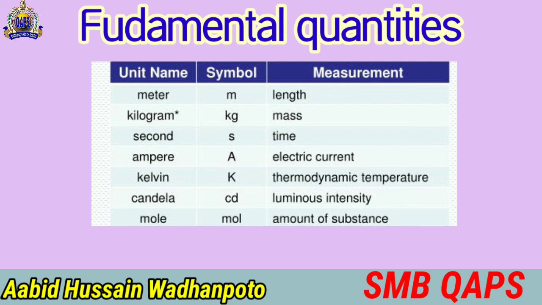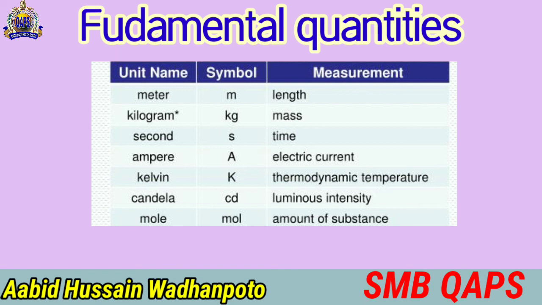Now we have the different multiples: the meter has the kilometer, then units like the centimeter, millimeter, micrometer and nanometer, and time has the hour, minute and then seconds. In the same way, the kilogram also has the gram, milligram and others. So these are the standard units.